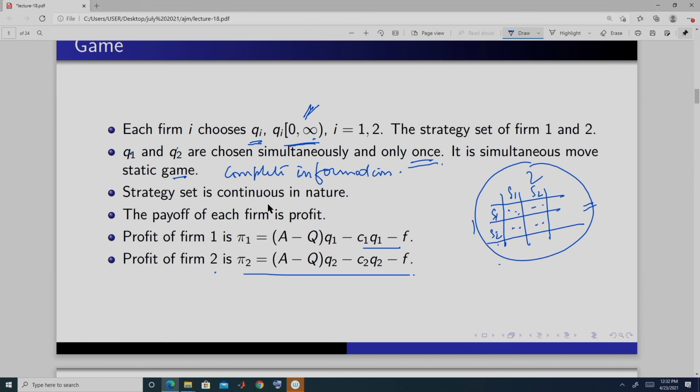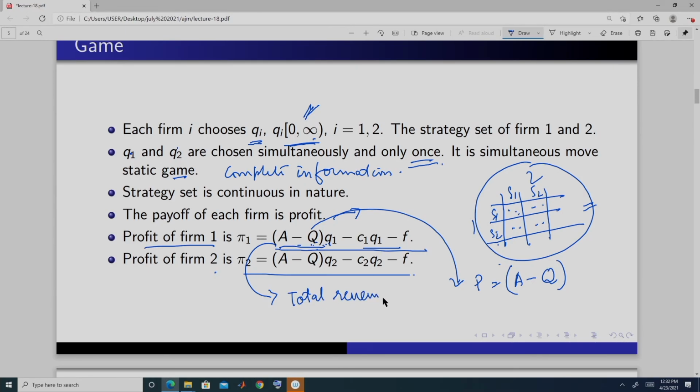And the payoffs of each one we have to specify. So, we have specified the strategies or the actions, that strategy set. Now, we have to specify the payoff. So, payoff is the profit. Okay. And for farm 1 it is this. This portion is price, because price is equal to A minus aggregate output. Then this price into Q1 is the total revenue. This is the total cost, we have specified the cost. So, total revenue minus total cost gives me the profit. So, this is the profit of farm 1.